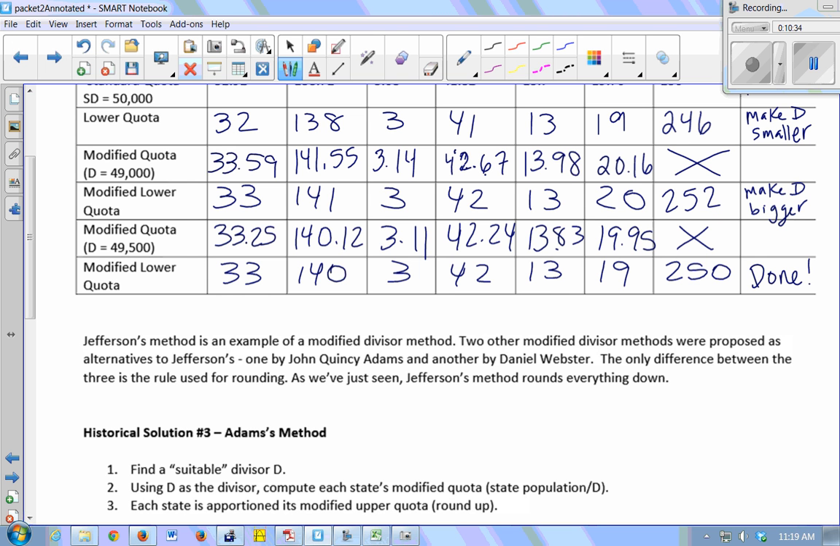So Jefferson's method is an example of something called a modified divisor method. We just changed the divisor. Two other modified divisor methods were proposed as alternatives to Jefferson's, one by John Quincy Adams and another by Daniel Webster. The only difference between the three is the rule that you use for rounding, right? So in Jefferson's method, we take all the modified quotas and round them down, right? Chop off the decimal. Okay.